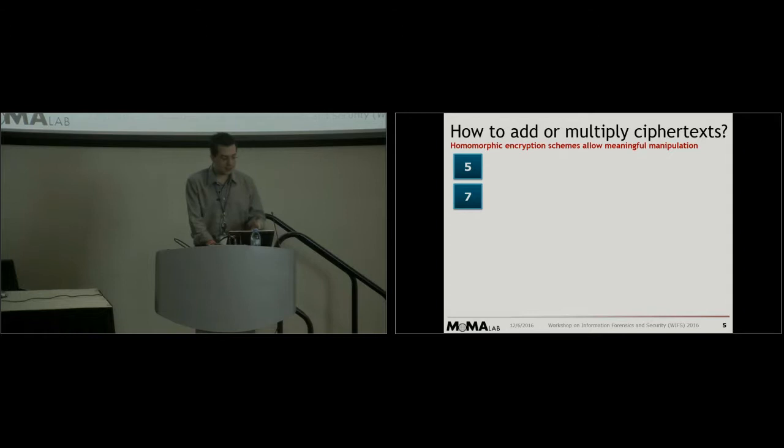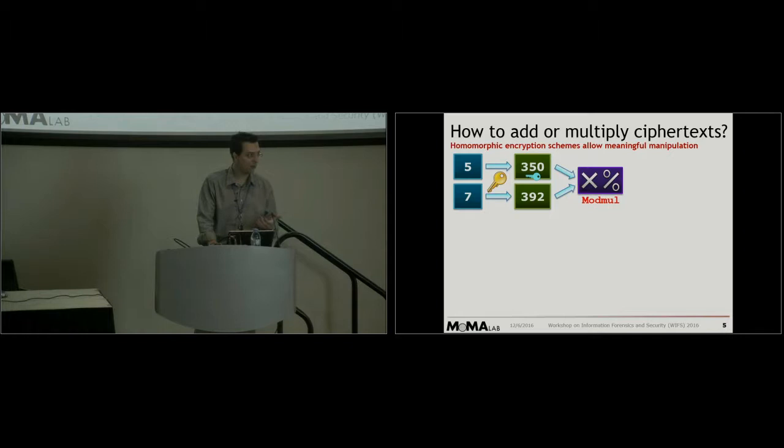If we encrypt them homomorphically, we'll get two ciphertexts. We apply a special function over those ciphertexts. We get a ciphertext result. And if we decrypt that, in this case, we will get the addition of 5 and 7, which is 12. And there are two types of homomorphic encryption schemes.